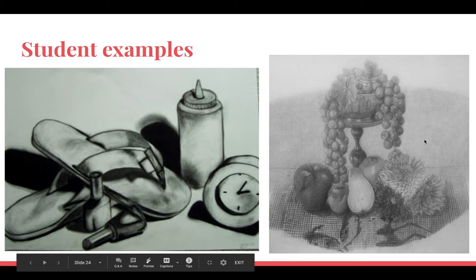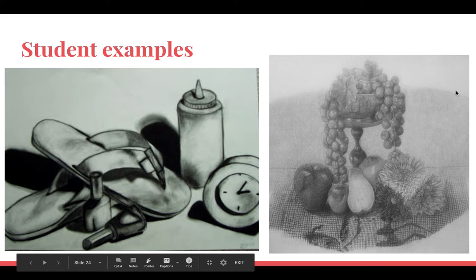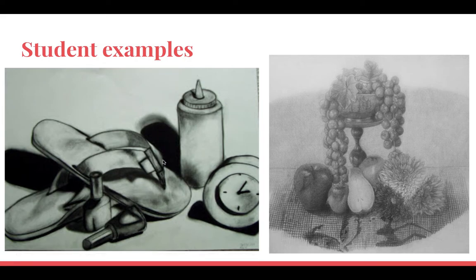So here's some student examples. See, it's just a setup, and if you're doing this at home, you can use anything that you have. And on the other side is a basket of fruit. In the classroom, we can use fake fruit. And you can see the student has put a lot of work and effort into their artwork. They have worked on the shadows and the composition, and everything is very deliberate.